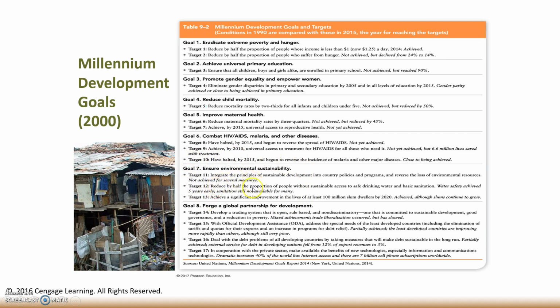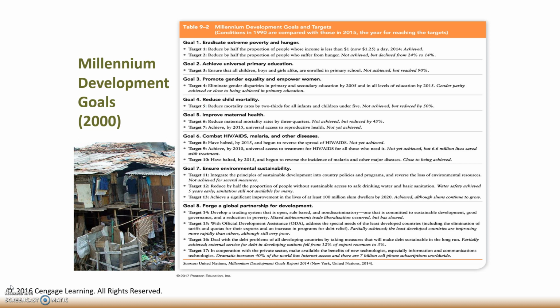Target 12 of goal number 7 was to reduce by half the proportion of people without suitable access to safe drinking water and basic sanitation. This goal for water safety was actually achieved 5 years early, but the sanitation aspect of it is still not available for many. In fact, more than 600 million people still lacked access to safe drinking water in 2015. And the MDG target on sanitation is unlikely to be met, with 2.5 billion people without improved sanitation facilities.